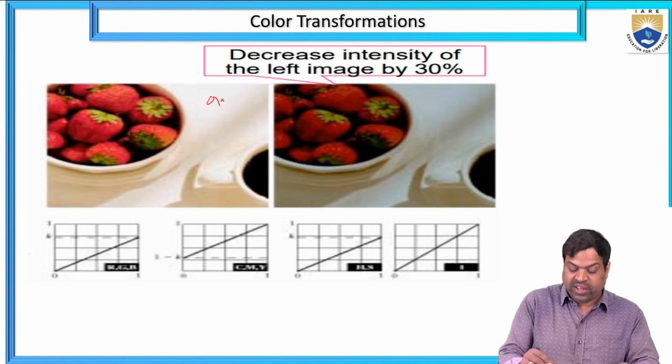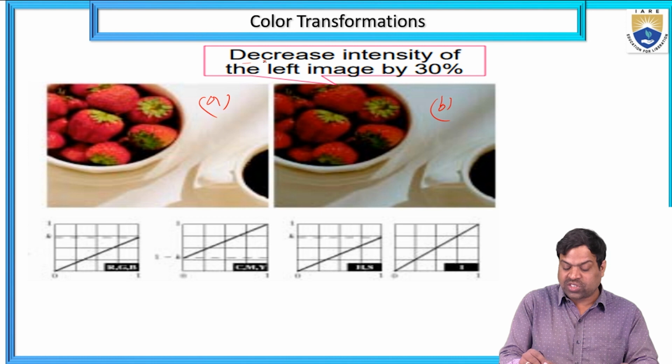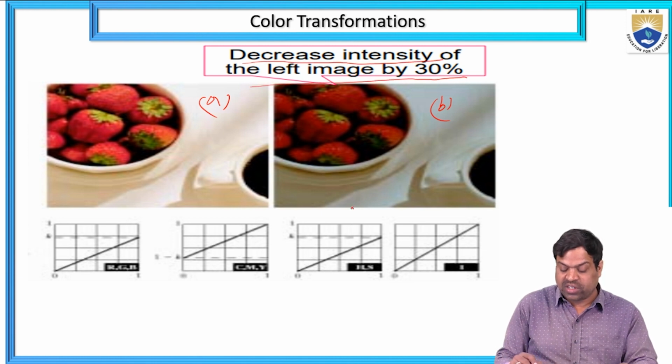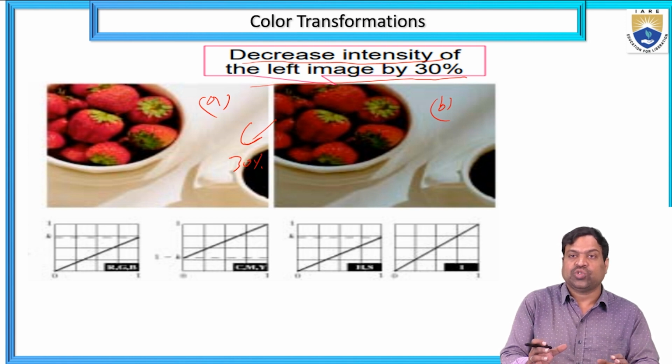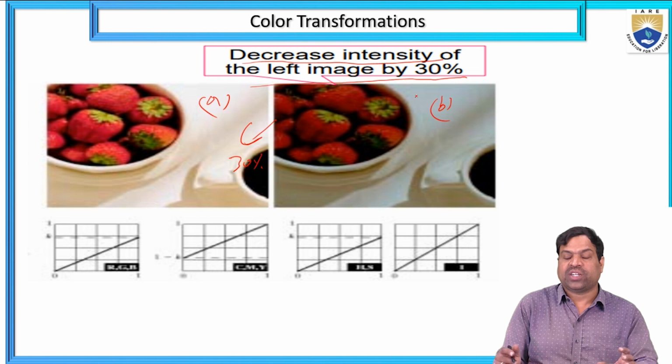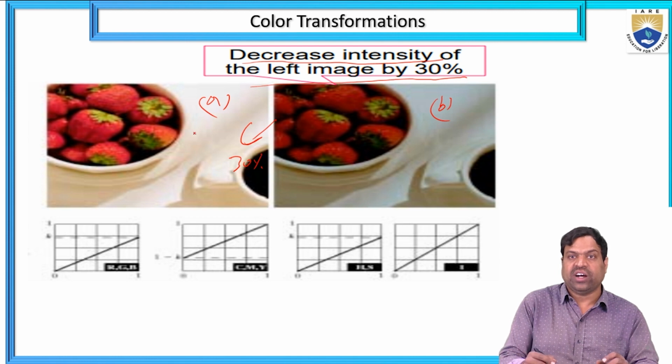So there is figure A and figure B. What is the difference? I am decreasing the intensity of the left image by 30%. So the left image is this one. In the left image, 30% of the intensity has been decreased compared to this one. When I decrease the intensity value, it looks like a good, bright, identifiable image. Here the blackish color is high, which means noise has occurred, so we are not identifying the exact image. But when I decrease the intensity, I get an identifiable image.